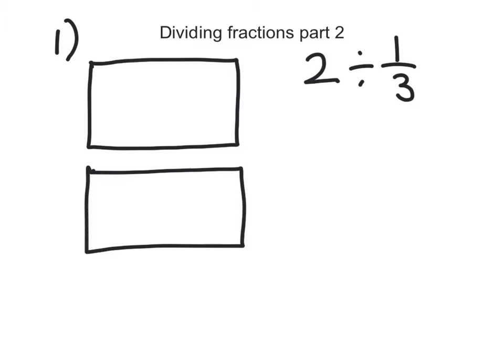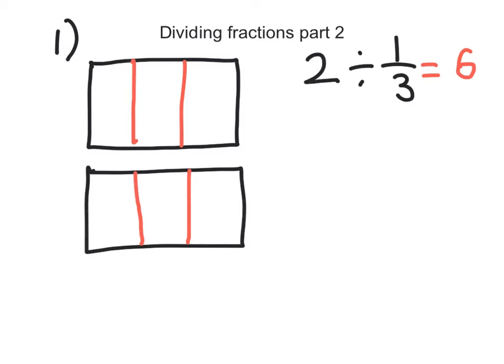Remember that in part 1 and also in class we looked at if you take a whole number, like say 2, and divide it into 1/3 pieces, like this, you end up with a total of 6 1/3 pieces. So 2 divided by 1/3 is equal to 6.